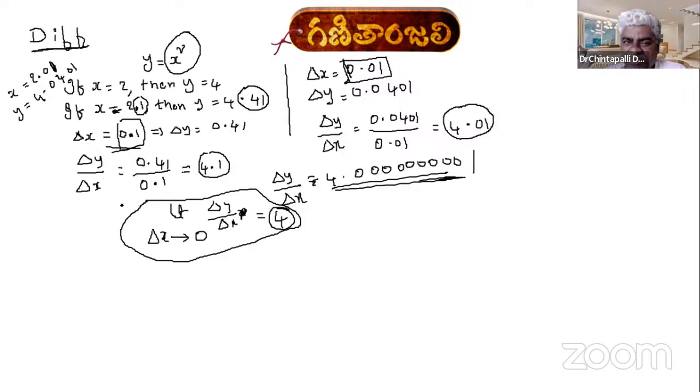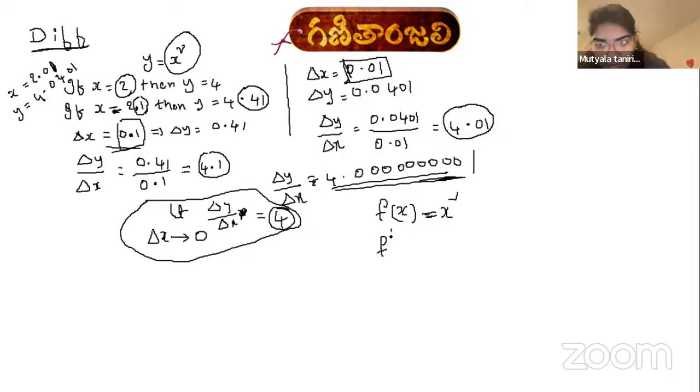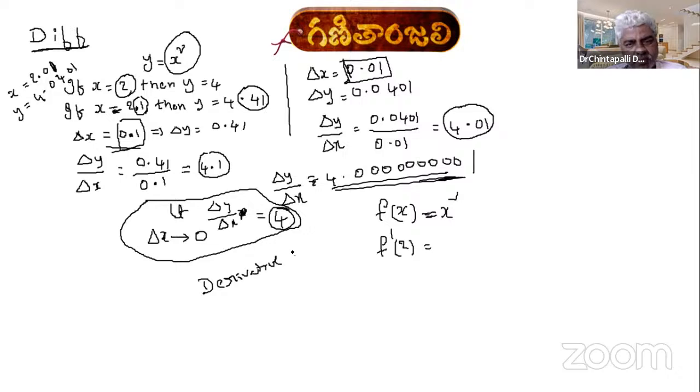That is called the derivative of x square at x is equal to 2. Simply I am telling, it is a background of derivative, differentiation. If f of x is equal to x square, then f dash 2 is nothing but the derivative of f of x at 2, that is called f dash of 2. Its value is just 4.